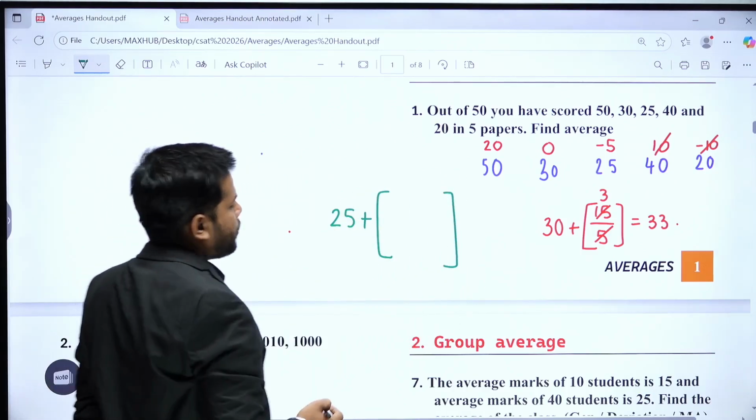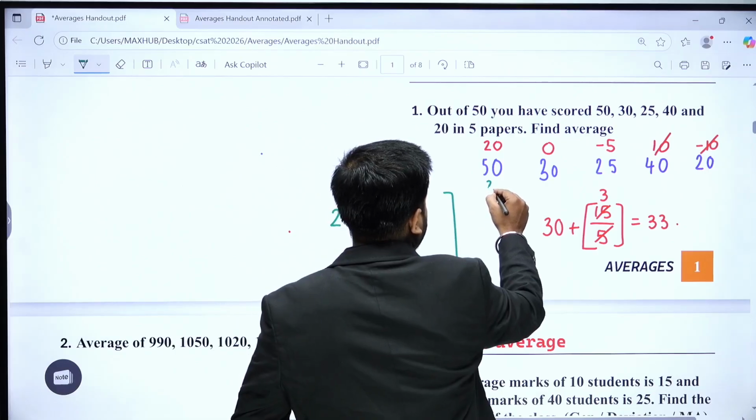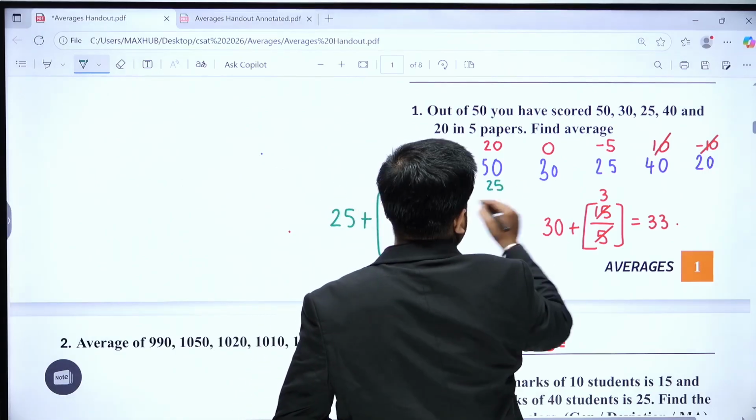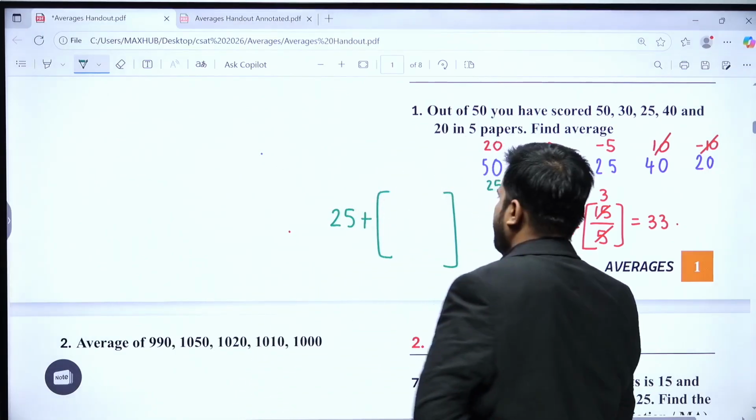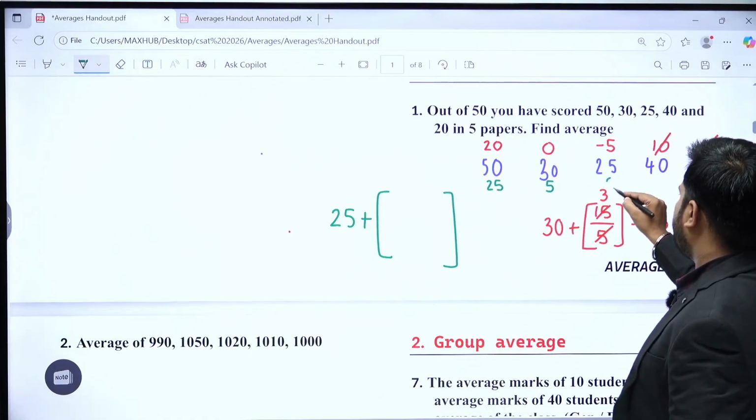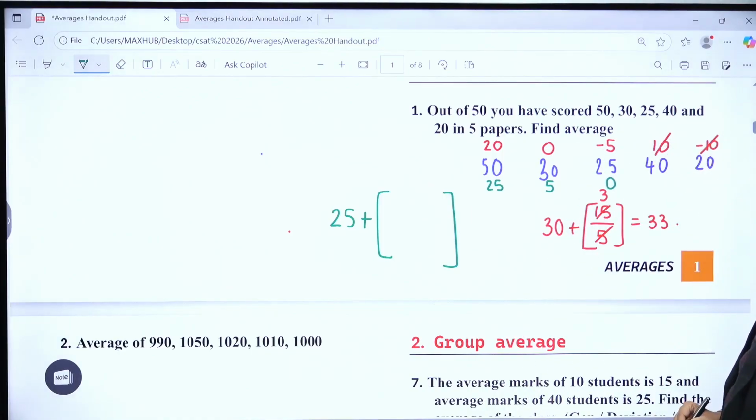50 minus 25 कितना आएगा बताओ? It will be 25. 30 minus 25 will be how much? It will be 5. 25 minus 25 will be how much? That would be 0. 40 minus 25 will be how much? That would be 15. 20 minus 25 will be how much? That would be minus 5.